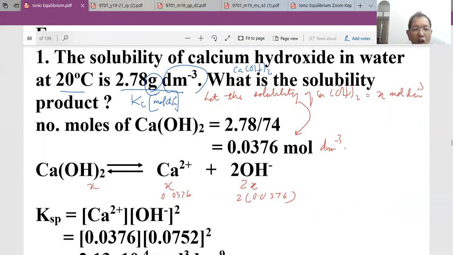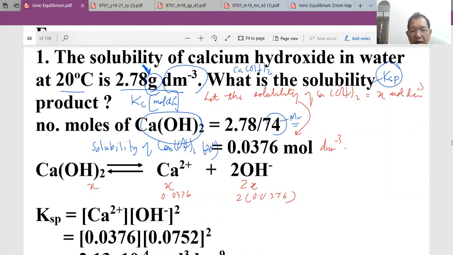Okay, what is a solubility product? This one is the Ksp. This is the solubility, the maximum amount that can dissolve at 20 degrees centigrade. So you change it to the number of moles by dividing by 74. This 74 is the Mr of calcium hydroxide. So it's the number of moles, which means this is the solubility of calcium hydroxide at 20 degrees centigrade. Okay, so now always start with the equation.